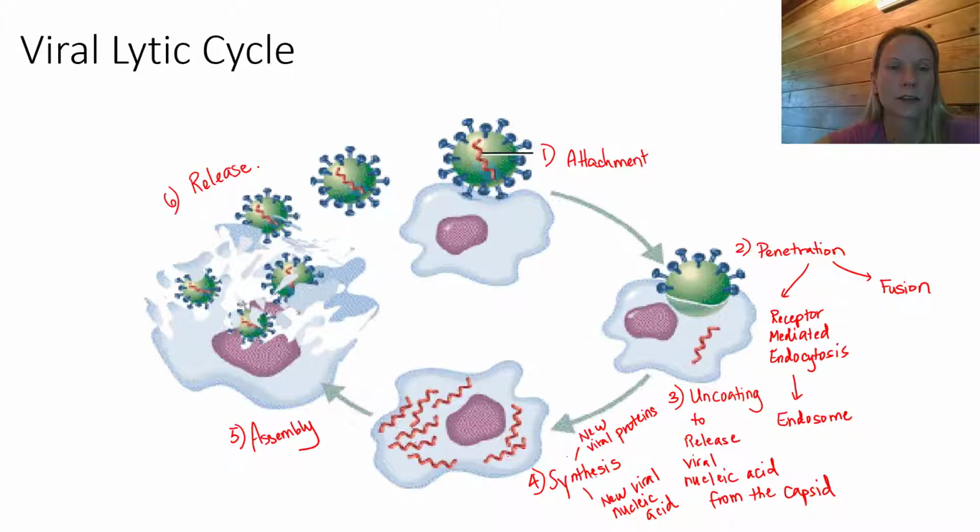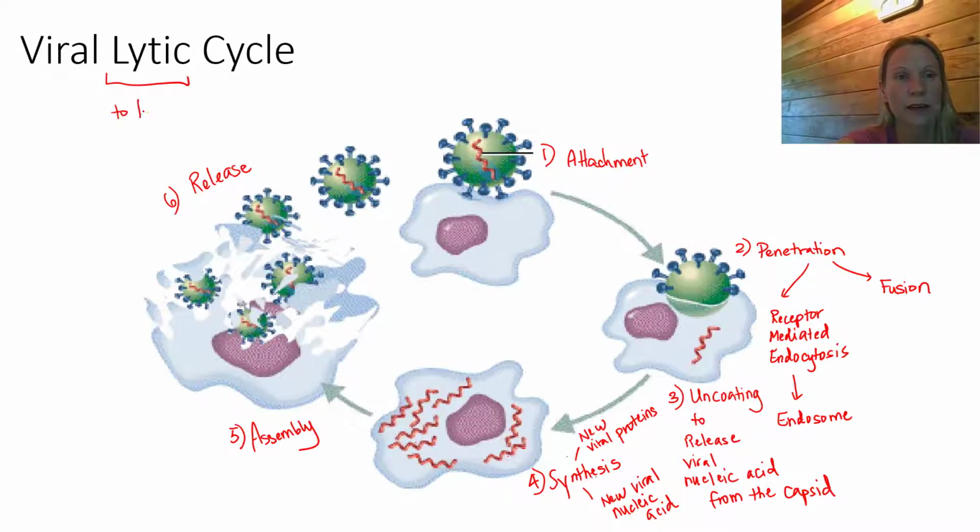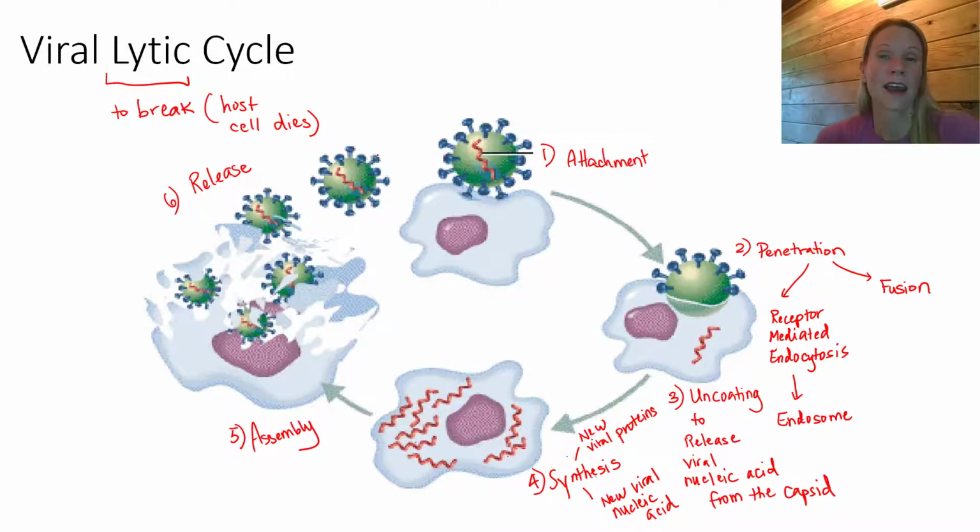This involves the new viral progeny being released from the host cell, and of course in the lytic cycle, this will always end in death of the host cell. That's of course what the word lytic means, which means to break. And what's going to break? Well, in this case, the host cell. So as a result of the lytic cycle, the host cell dies. New virus is released, and then that virus goes on to infect a new cell, and the cycle repeats.